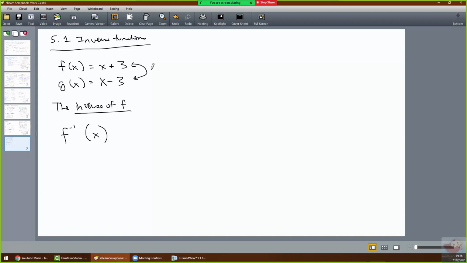However, not all functions have inverses. For instance, if I had f of x equaling the square root of x, you might think that g of x is x squared.